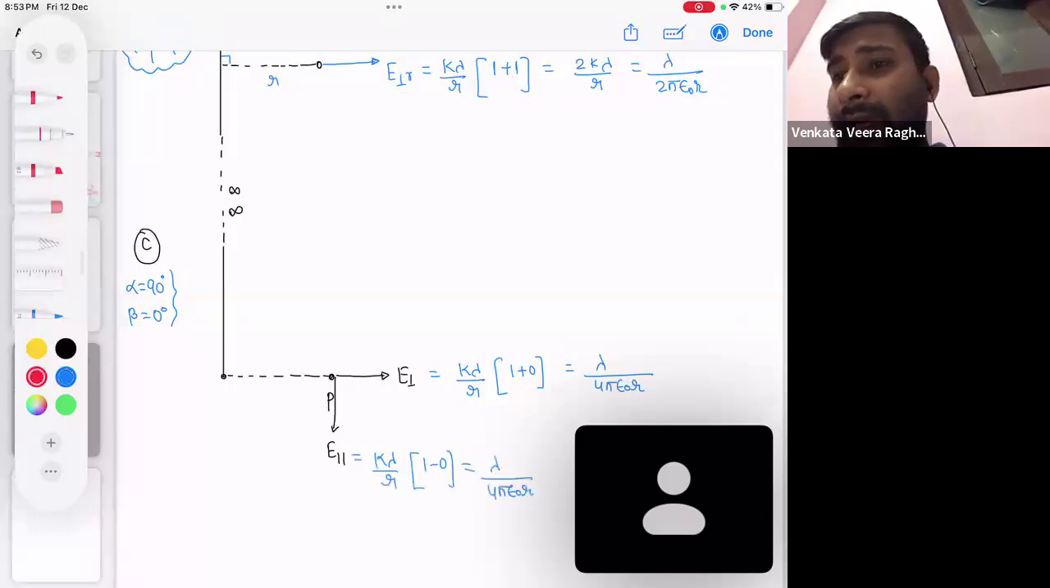So what is the resultant field that will come here? Is the resultant field going to be this? Please tell me. Both components are equal, so can you say the net field will be root 2 times lambda by 4 pi epsilon naught r? Please tell me.